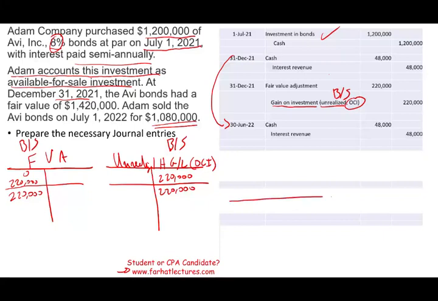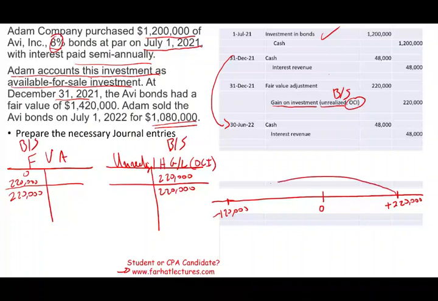So think of it this way. When I explain this, I usually use a number line. Okay, this is zero. At the end of 2021, we were positive $220,000 on this bond gain. Now, 6 months later, we are negative. The loss is $120,000. So we're going to be moving 340 units to the left. Every time we move to the left, it means it's worse than the prior year. Every time we move to the right, it's better than the prior period. And this is how I explain fair value adjustments. So if you want to see it in detail, go to Farhat Lectures.